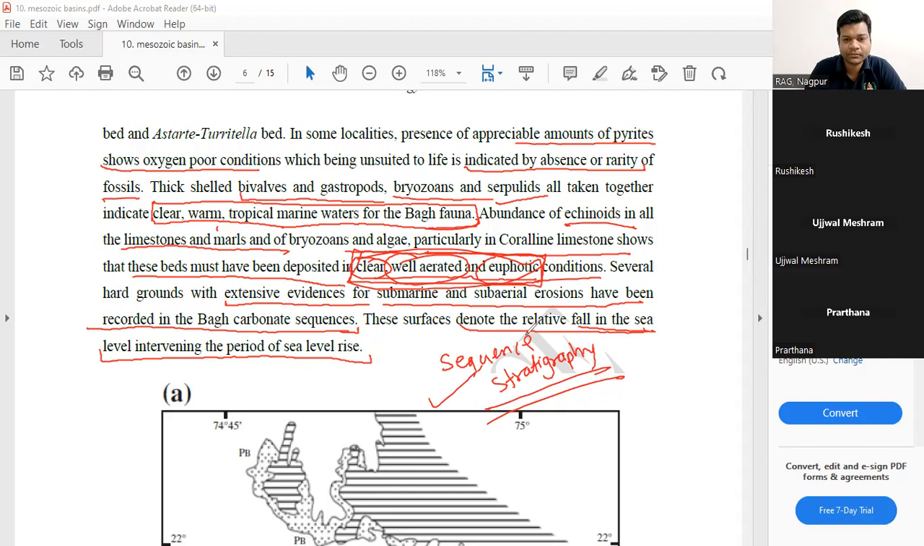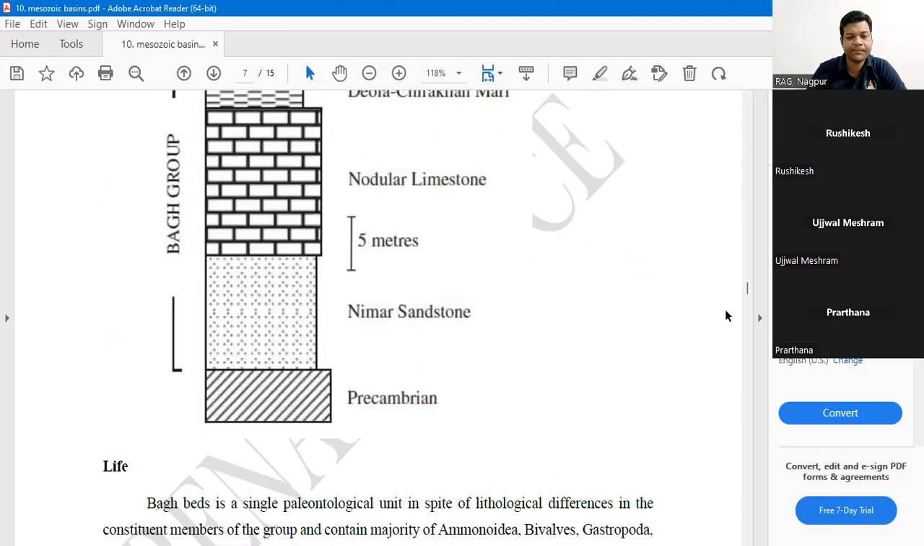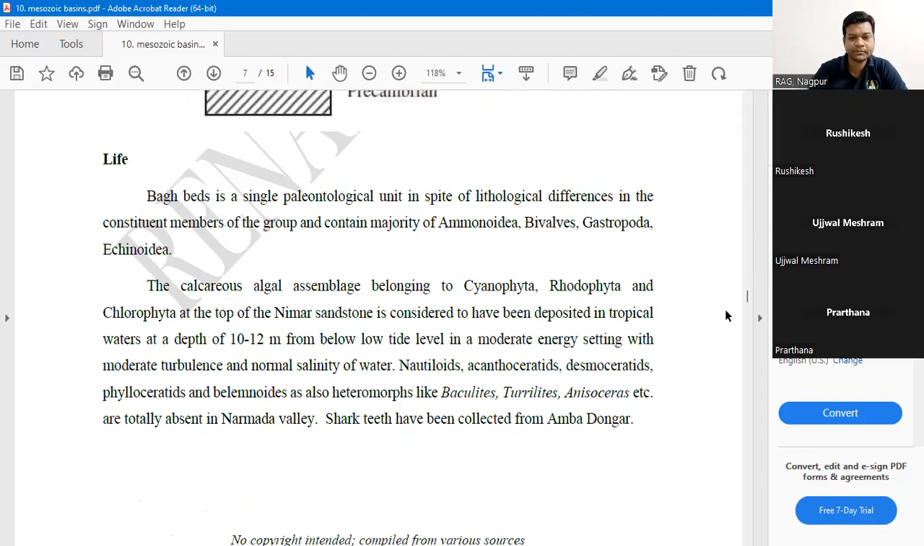So there are some surfaces which denote the relative fall and rise in the sea level. These kinds of beds are present in the Bagh carbonate sequence. Now coming to the life in the Bagh beds.